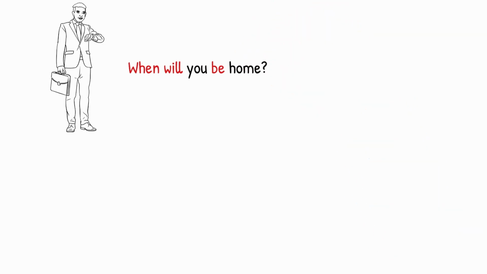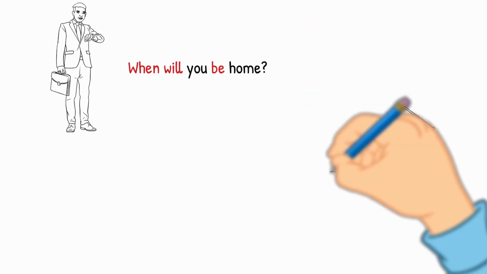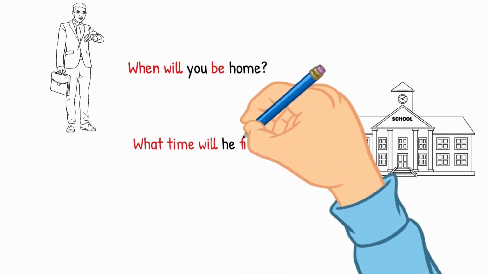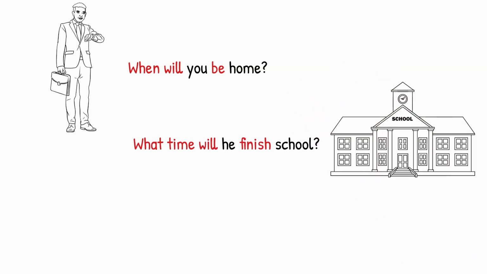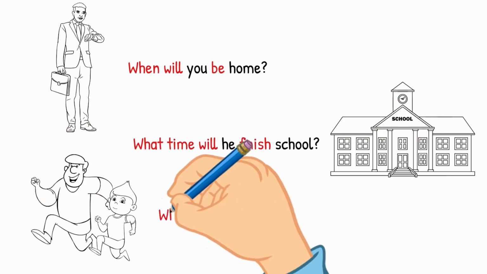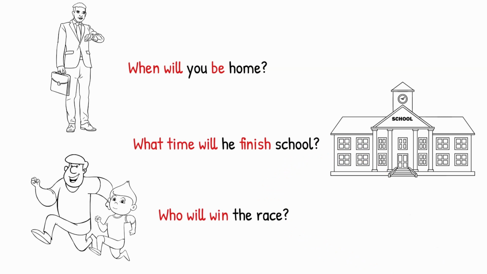Finally, let's take a look at making longer questions. When will you be home? What time will he finish school? Who will win the race? This form is the same as yes/no questions, but we add a WH word in the front. The choice depends on the information we want to know. But who is special because we don't use a subject, since that's who we want to know who did the action.